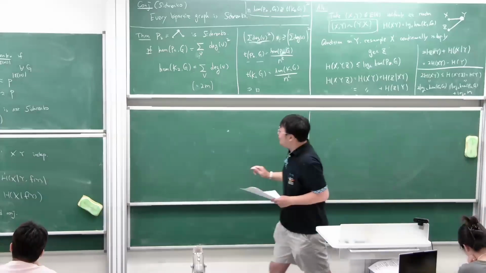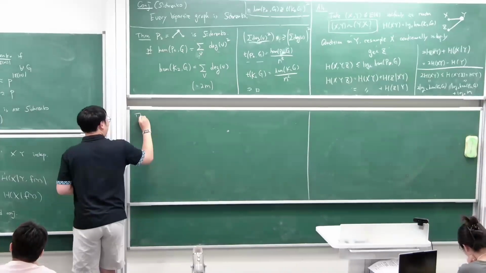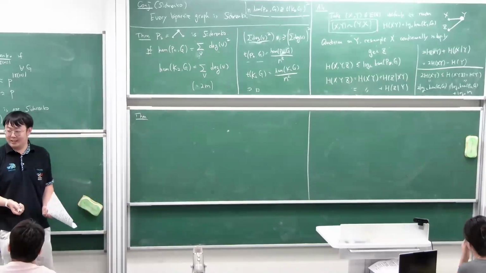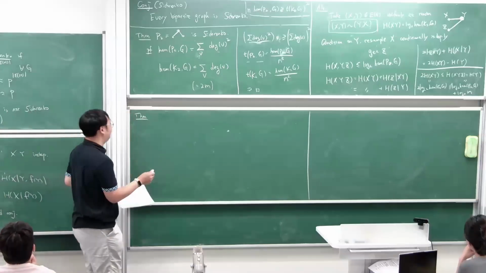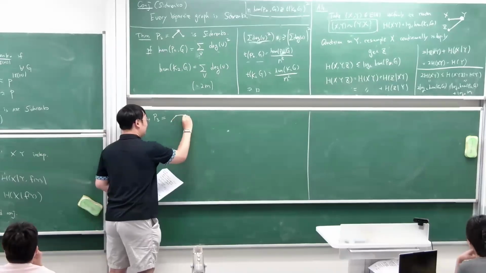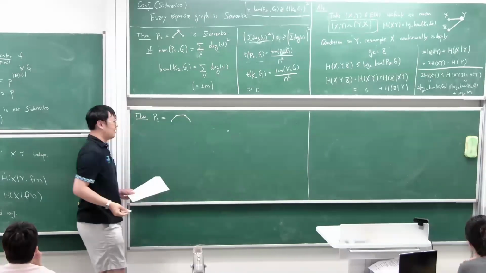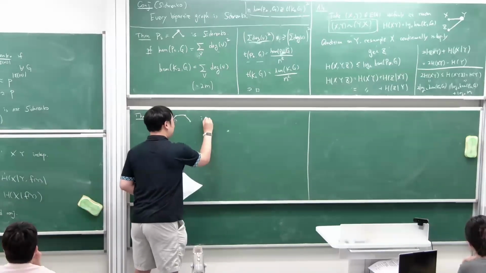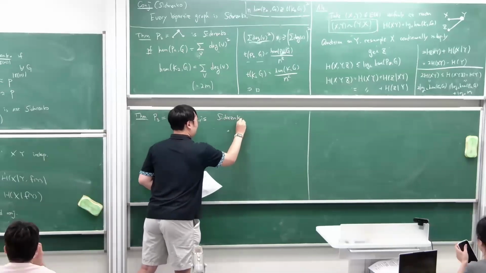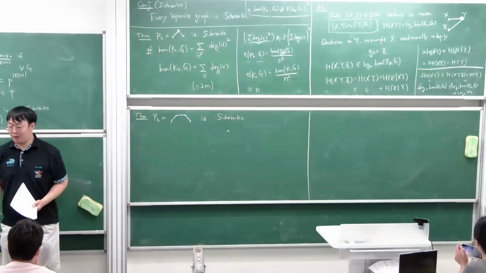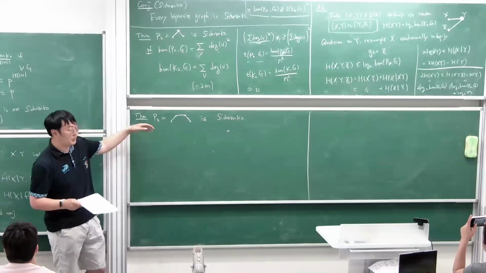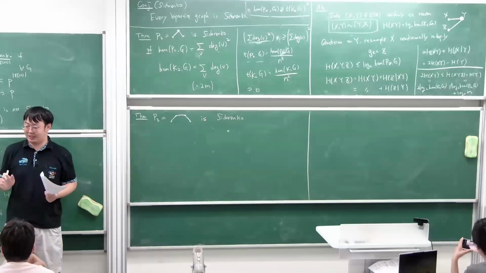Okay, so maybe let's do the next case. So since we talked about P1, which is just an edge, and P2, which is this graph, let's talk about P3. And indeed, P3 is also Sidorenko. And in your homework, you'll be asked to prove that any tree is Sidorenko.